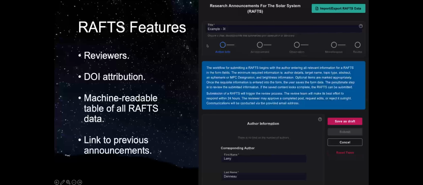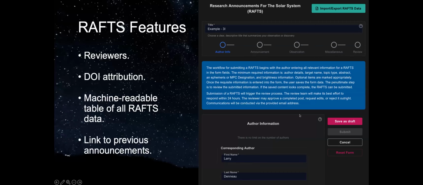Again, just the quick bullet points of the various features. I think one which I didn't mention yet is that we include the ability to link to previous announcements. So if a comet does something interesting twice a couple of years apart, you may want to link to the previous announcement, or include relevant announcements which have happened in the past.